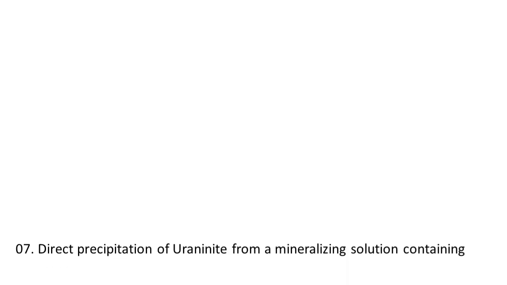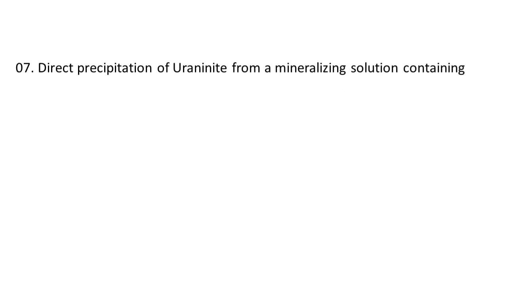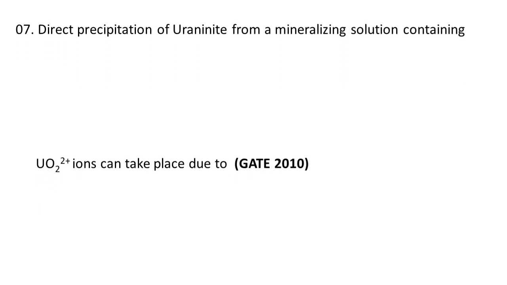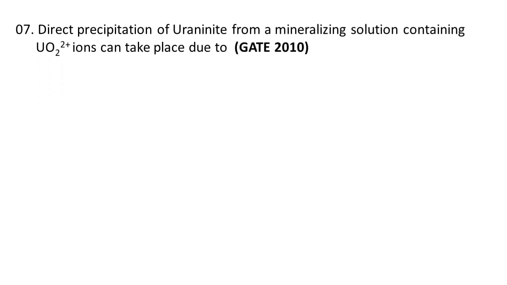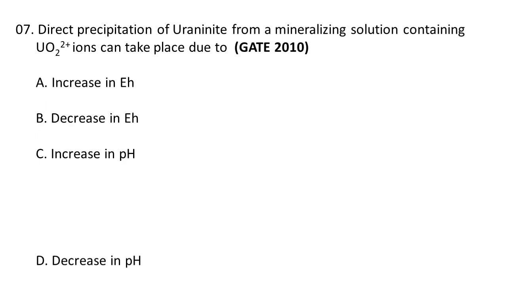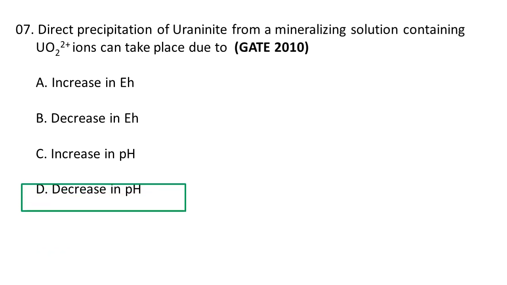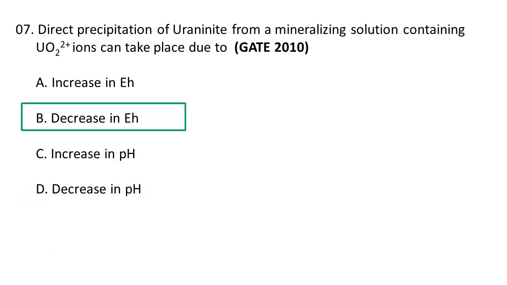Next question. Direct precipitation of uraninite from a mineralizing solution containing UO2 2+ ions can take place due to A. increase in Eh, B. decrease in Eh, C. increase in pH and D. decrease in pH. So the correct option is a decrease in Eh. So B is the correct option. A decrease in redox potential is the reason for the direct precipitation of uraninite from a mineralizing solution containing uranyl ions.